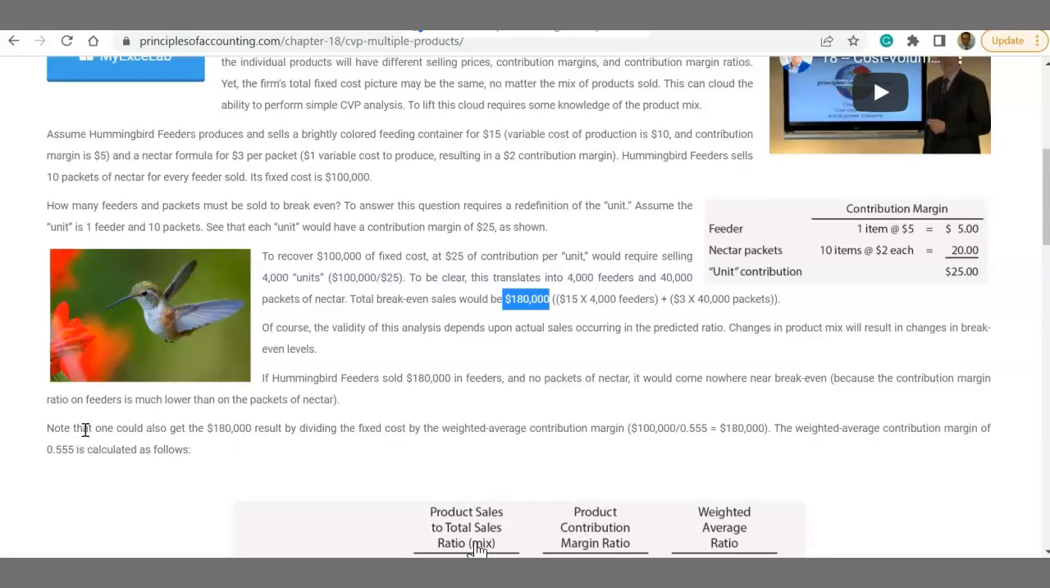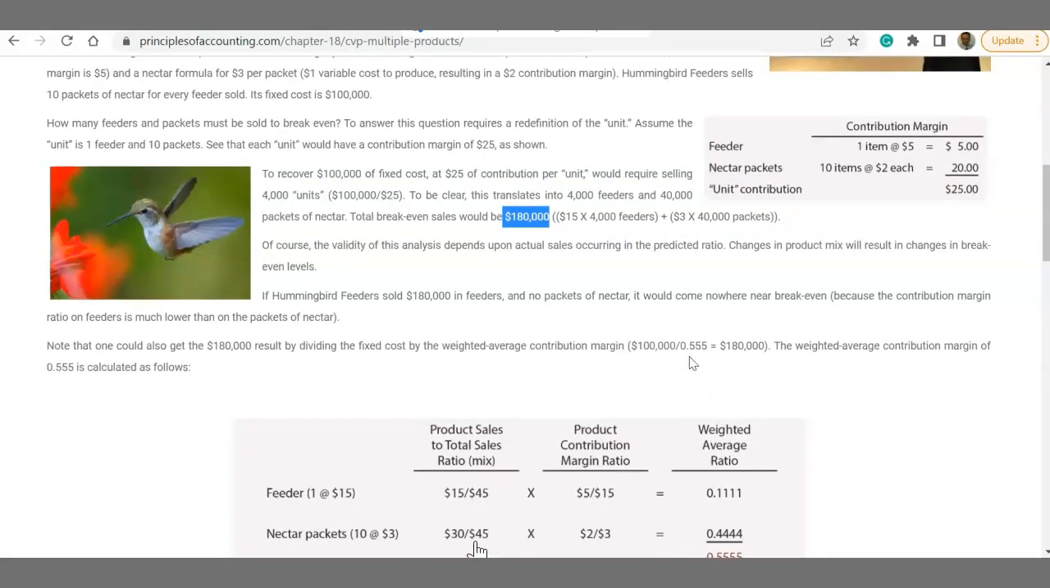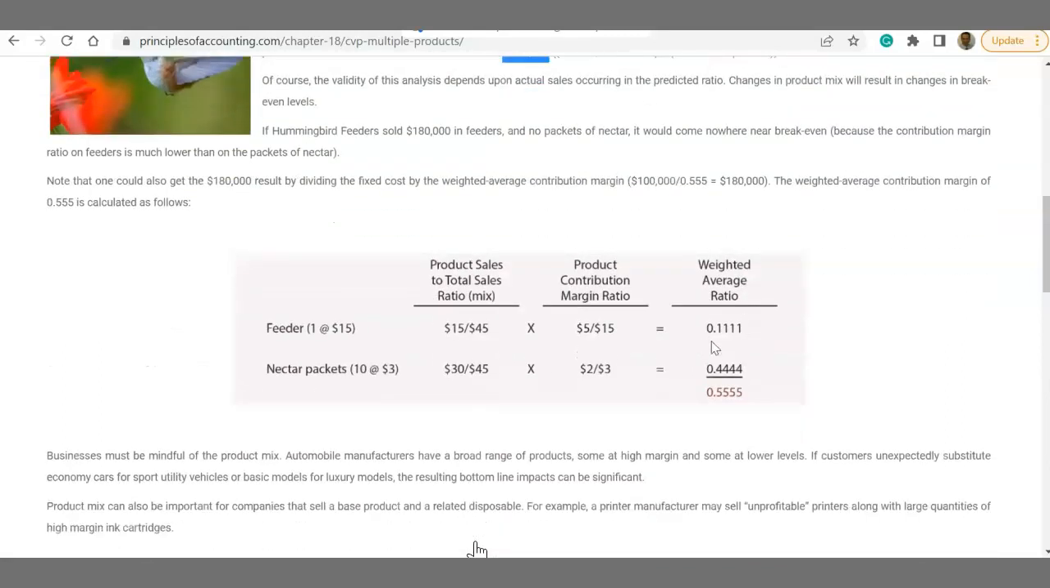So here it says, be careful, you can also calculate that $180,000 by dividing the fixed cost, which is $100,000, by the weighted average contribution margin of 0.555. How do you know the weighted average of contribution margin? A feeder has 33.3% contribution margin, and nectar has 66.7% contribution margin.